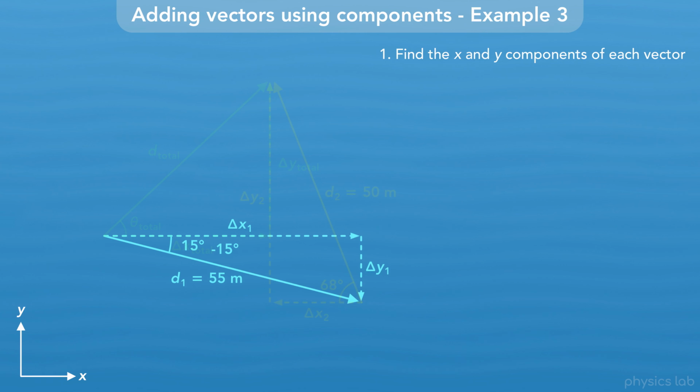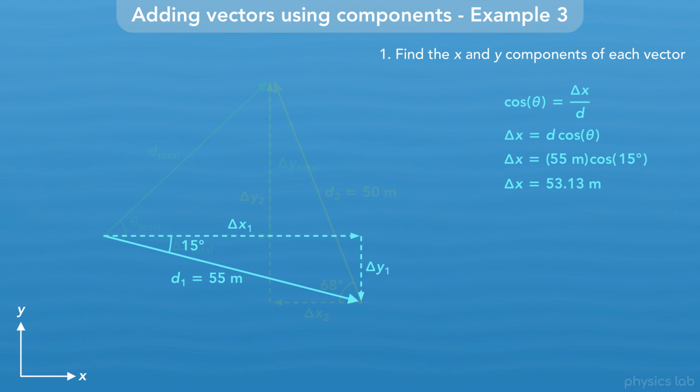Let's start with d1. Now that we're dealing with negative components, there's two ways we can do this, which we talked about in a previous video. The first method is to use the reference angle between the vector and the x-axis, which is positive 15 degrees. The x component is still d times the cosine of this angle, so we plug in 55 meters for d and 15 degrees for theta, and we get 53.13 meters for delta x.